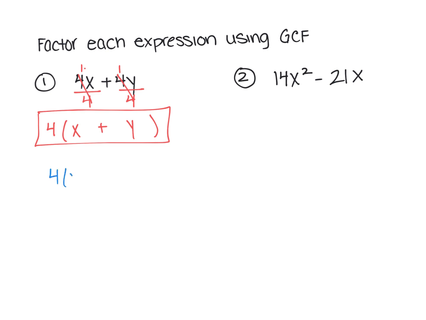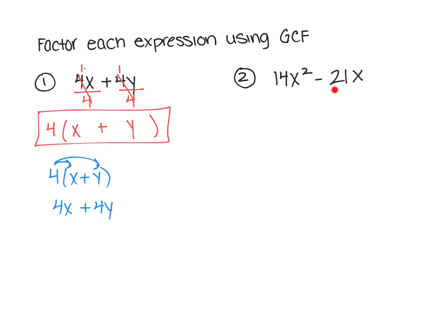So if you did that, right, here's our answer. If we distributed 4 times x is 4x and 4 times y is 4y, which is my original equation. So that's a good check to see that you did the problem right. Okay, let's try example number 2. So we've got 14x squared minus 21x, and I want to factor using GCF.